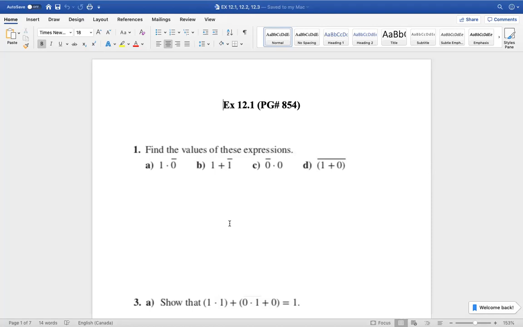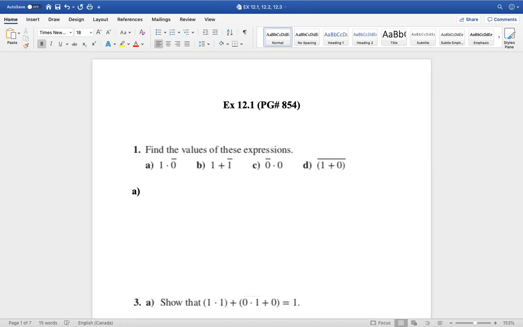All right. So let's start with exercise 12.1. 12.1 is on page number 854 of your textbook. Let's take the first question from the exercise. We have to find the value of these expressions first of all. So let's do part A.